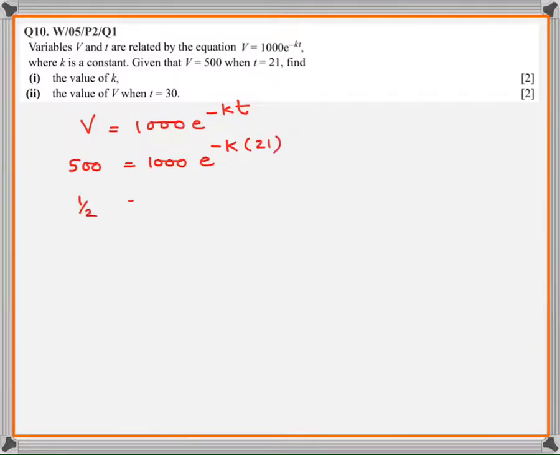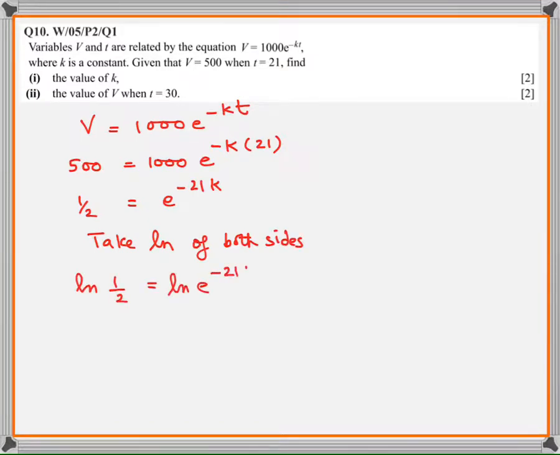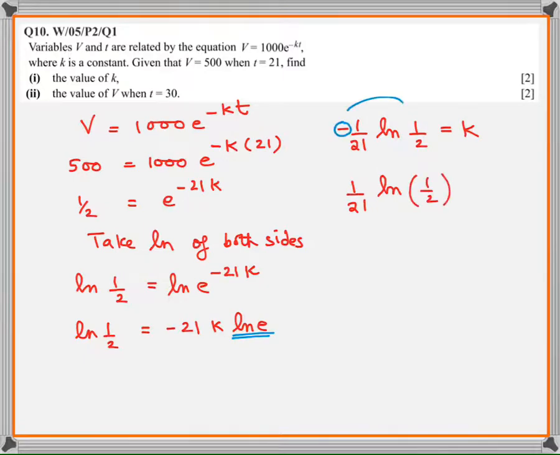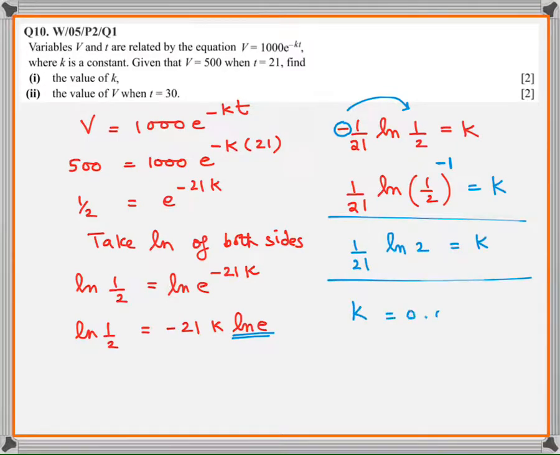First simplify. Half is equal to e raised to the power of minus 21k. Take ln of both sides. So ln of half is ln of e raised to the power of minus 21k. Minus 21k comes down, ln e is 1. So therefore k is 1 over negative 21 ln half. I can also take the minus and make it the power of half. Half raised to the power of minus 1 would be 2. So another alternative way of writing this is this. And you can also write the answer in decimals.